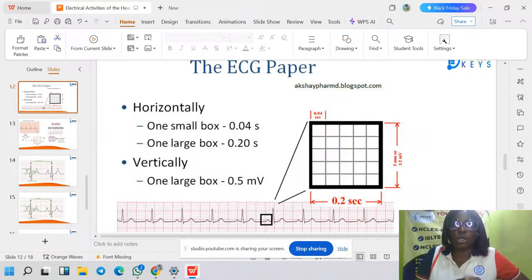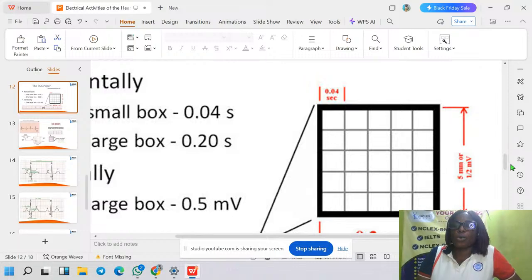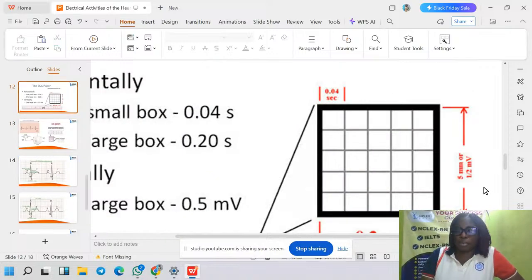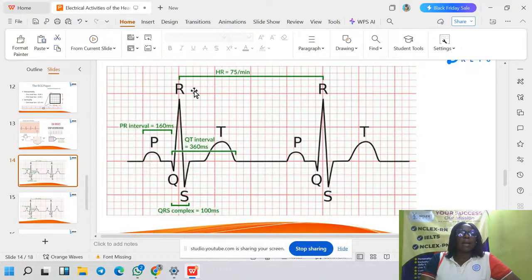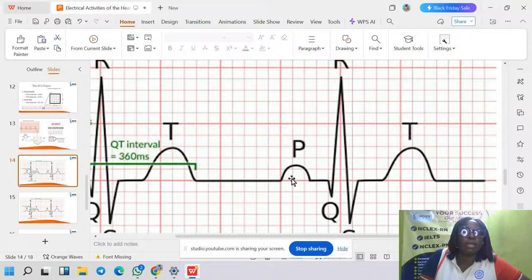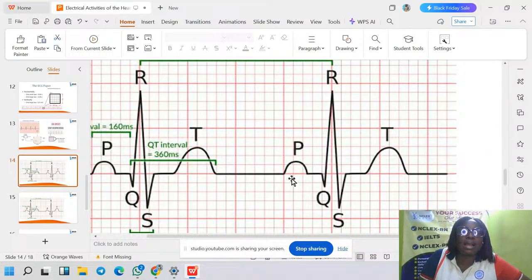Let's go to the small boxes method, and I'm still going to use this strip. I hope you are able to see it. In the small boxes method, can you see R to R, 75 beats per minute? Can you see that?